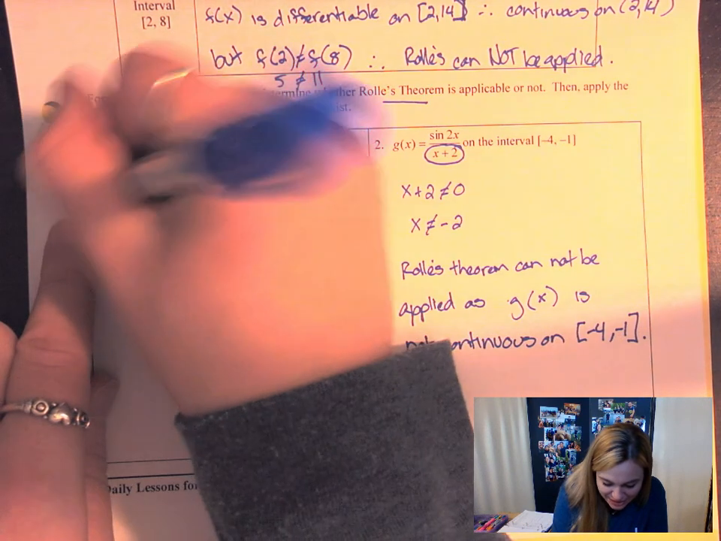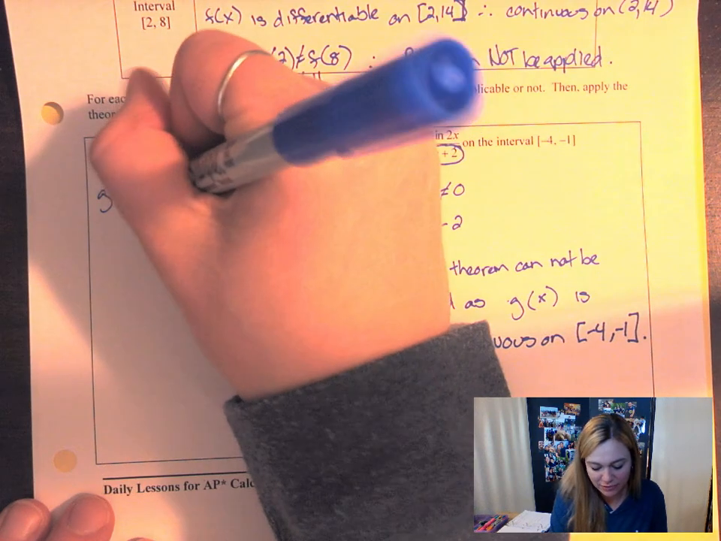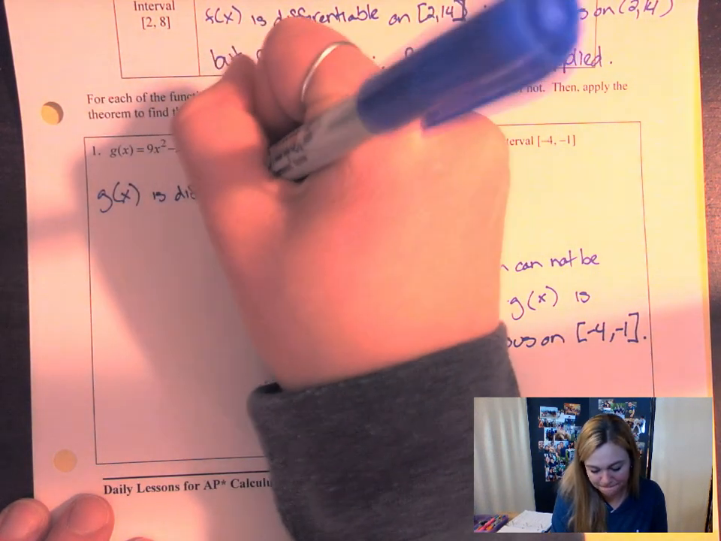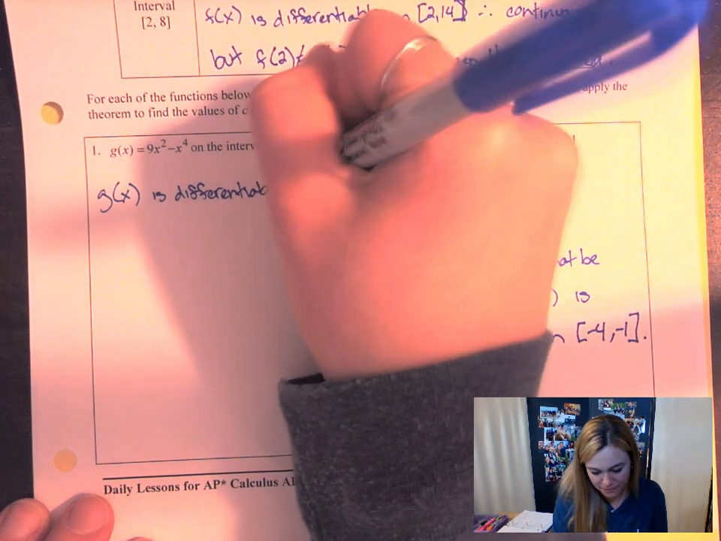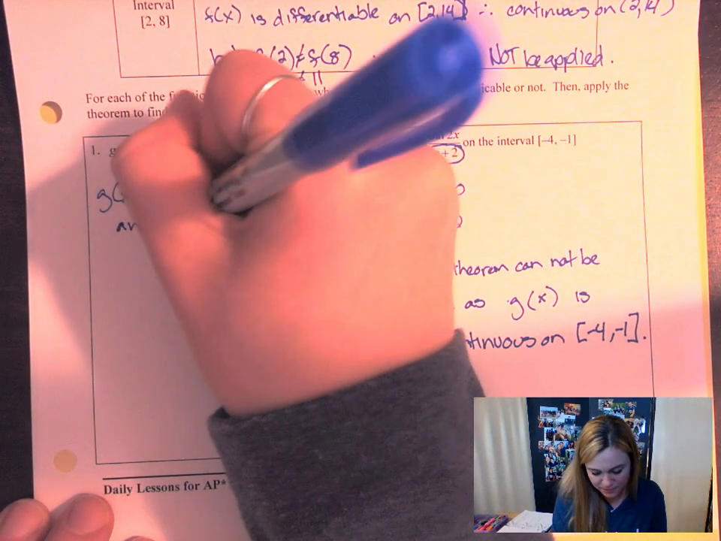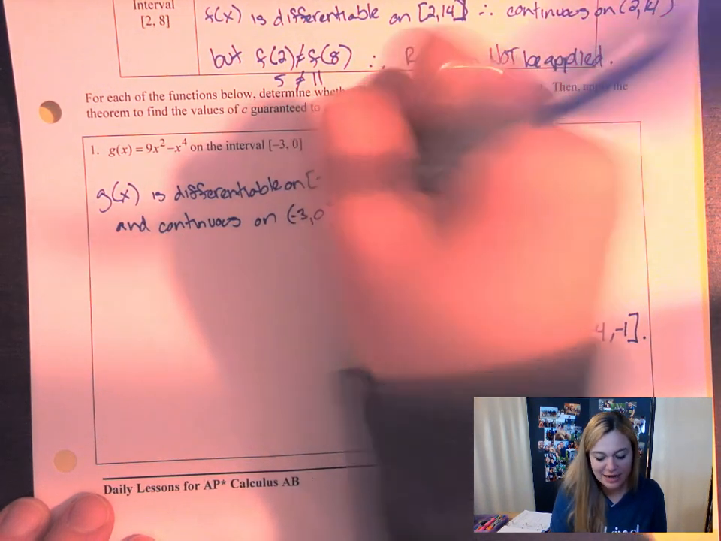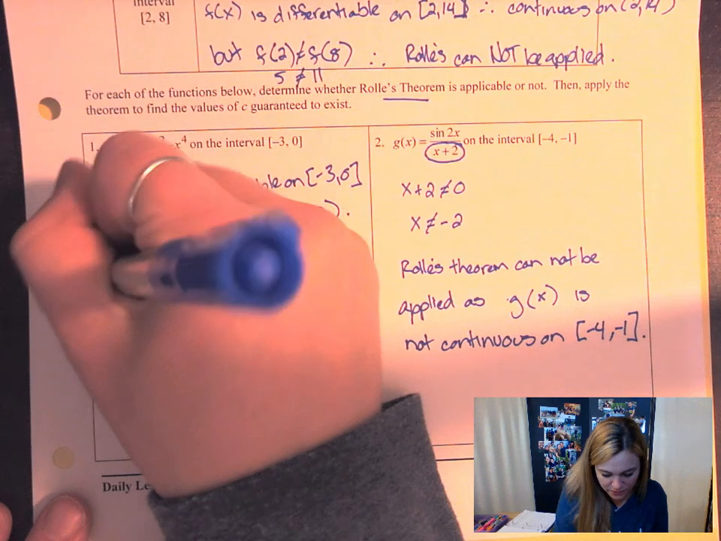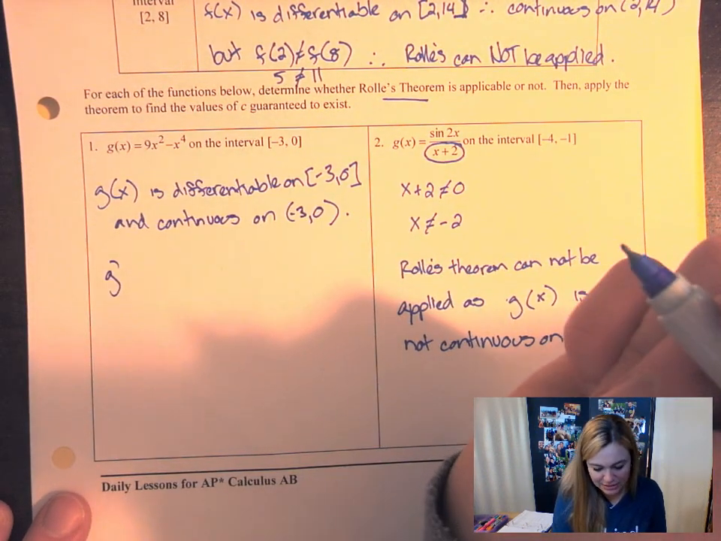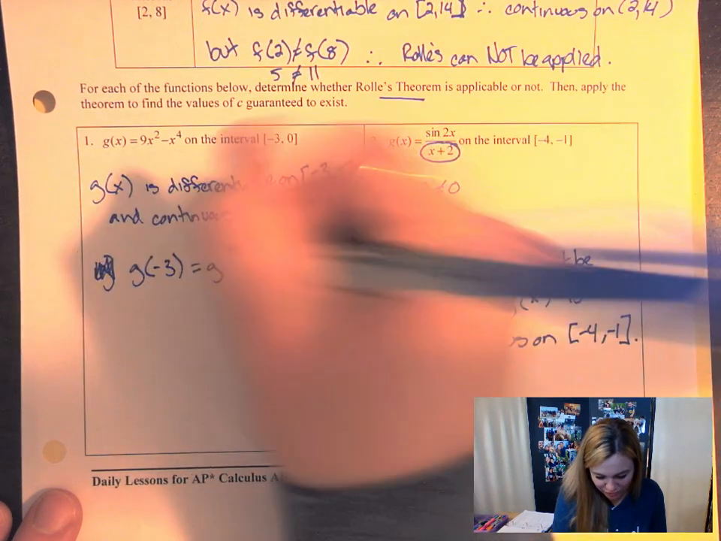Okay, so this one I'm going to say, is this function continuous? Yes, it's a polynomial, so it's going to be nice and smooth. So I'm going to say g of x is differentiable on -3 to 0 and continuous on -3 to 0. The next thing I want to know, I almost did the derivative because I'm so used to doing that. What I want to do is I want to see, is f(a) equal to f(b)?